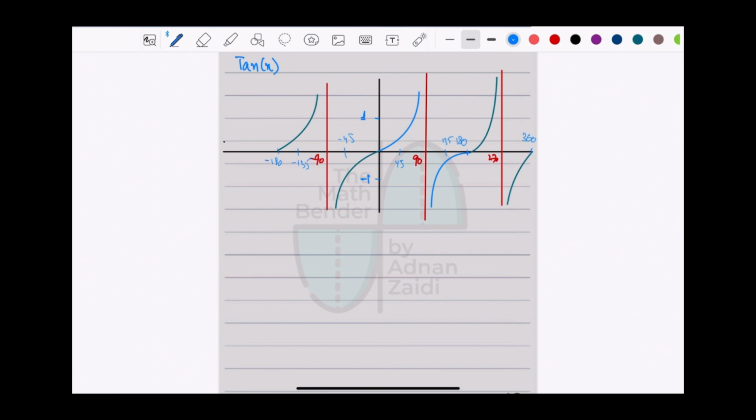Now the terminology. The period by default for this tan wave is 180 degrees, which means the wave completes in 180 degrees, or pi radians. The amplitude is infinity to negative infinity because there is no maximum or minimum in this curve, as the curve will reach infinity or negative infinity.